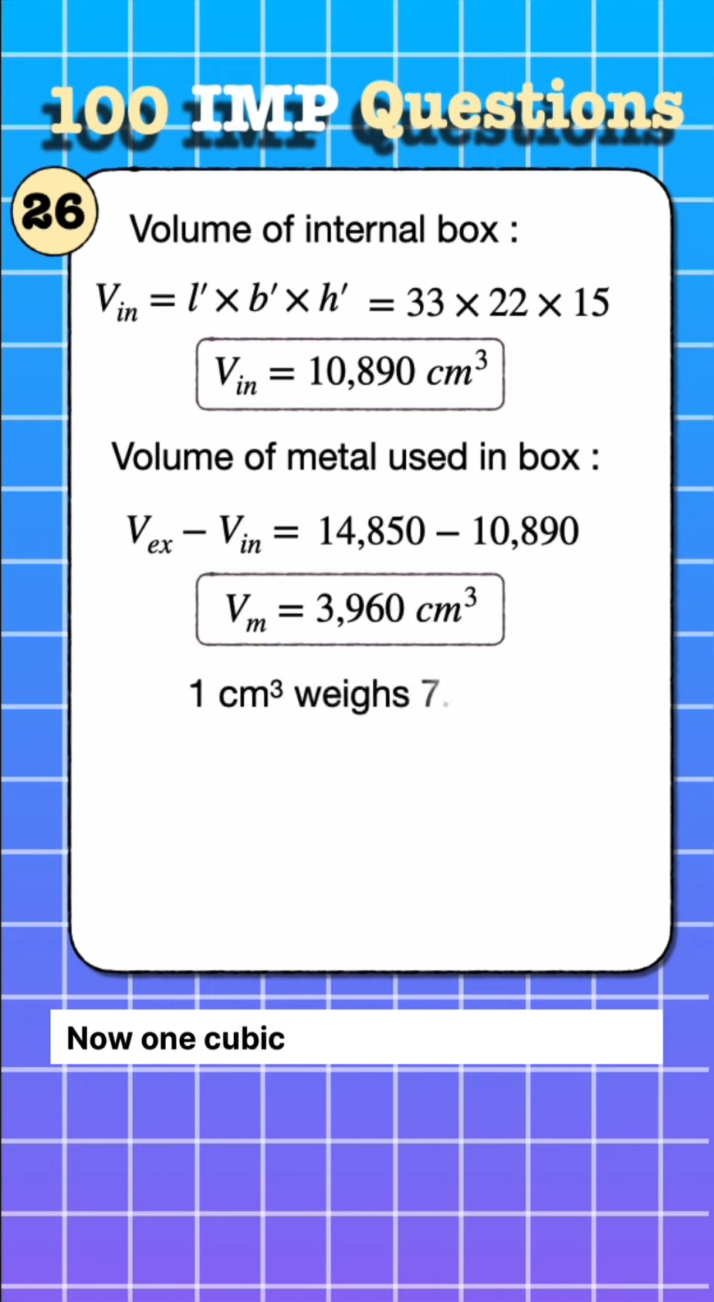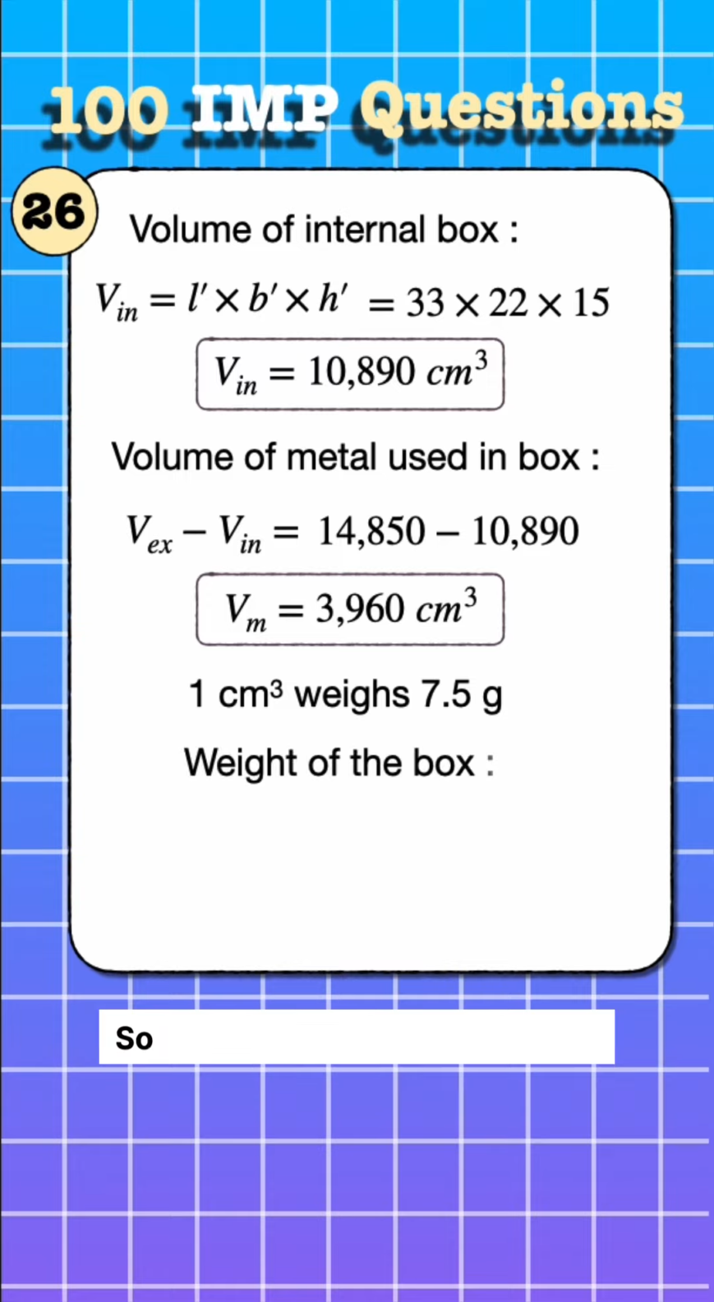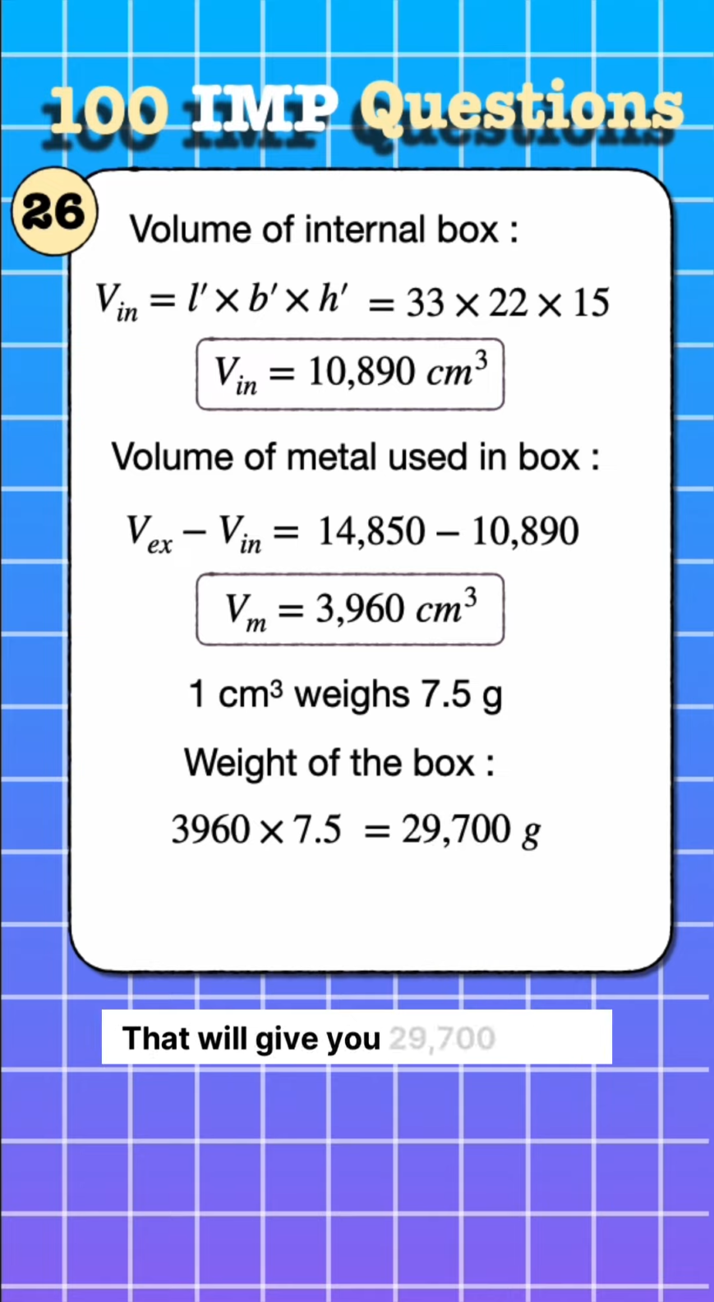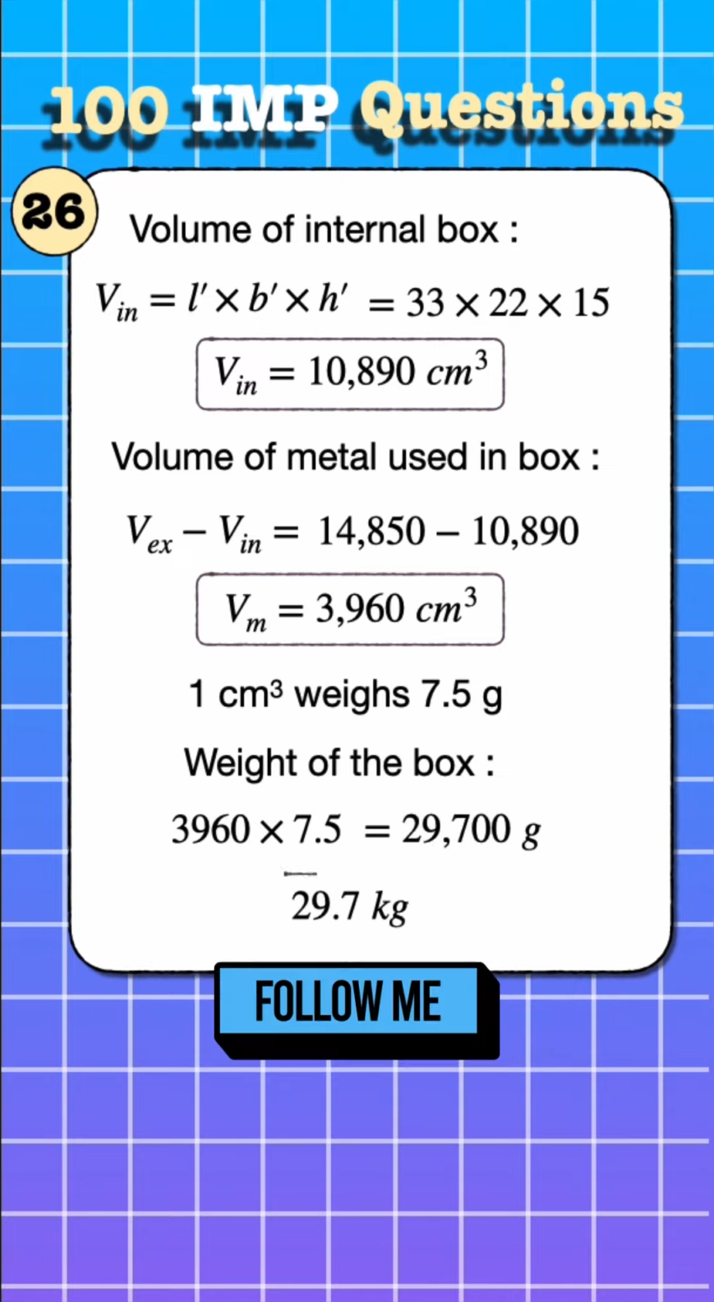Now 1 cubic centimeter is 7.5 grams. So 3,960 cubic centimeter will be just multiply by 7.5. That will give you 29,700 grams, which is nothing but 29.7 kg.